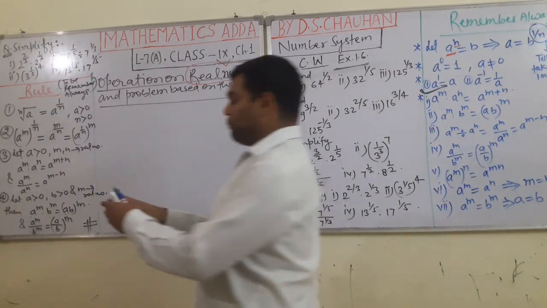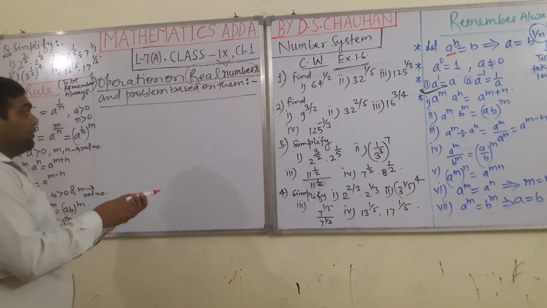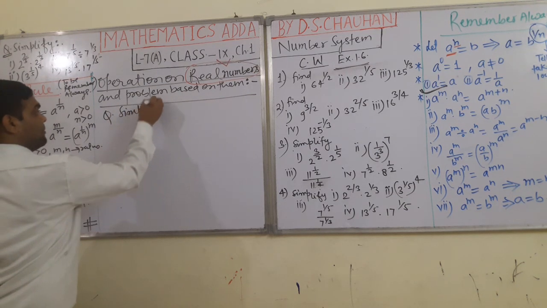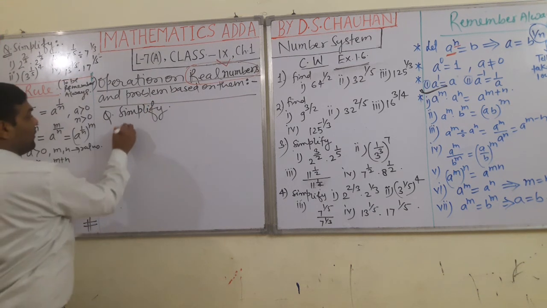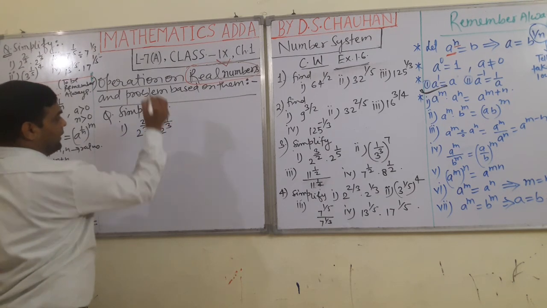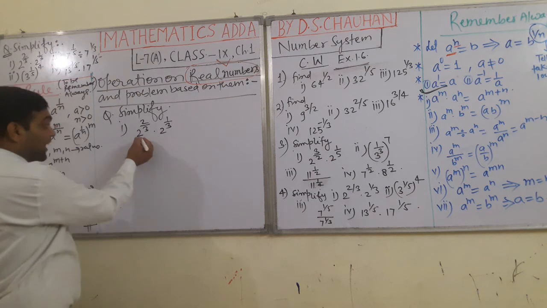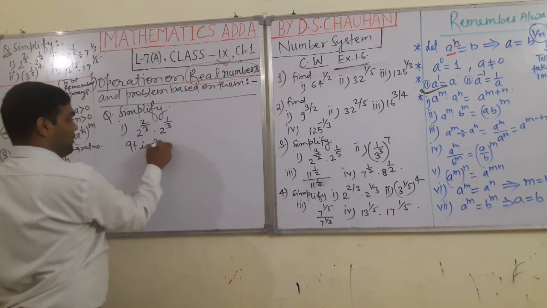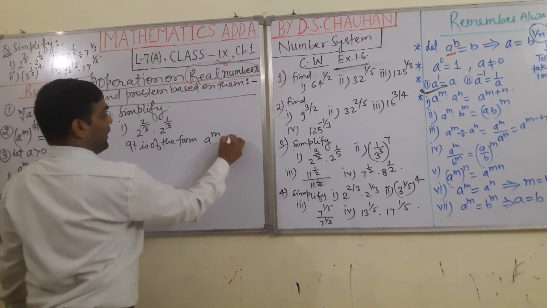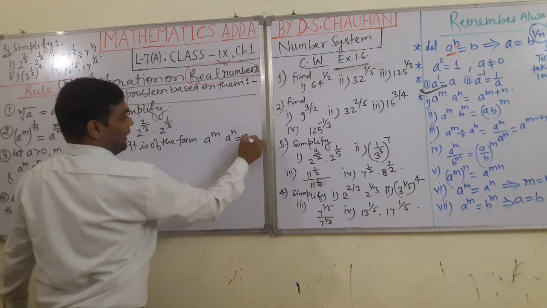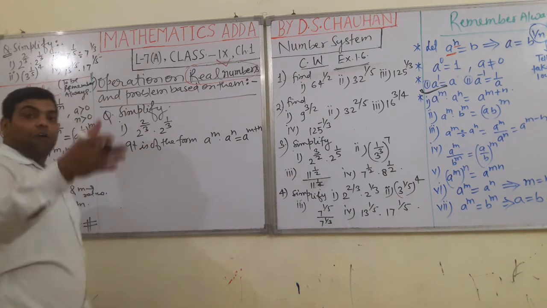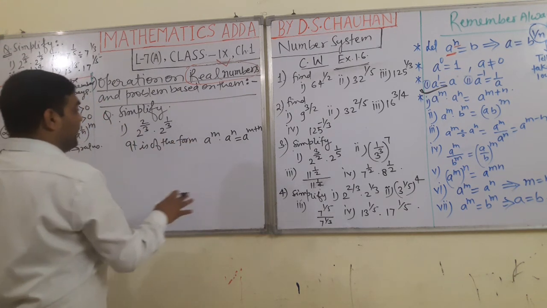Try to understand. Suppose, students, you have a very important question: simplify 2 to the power 2 by 3 into 2 to the power 1 by 3. How to do it? It is of the form a to the power m into a to the power n, which will be a to the power m plus n. This is the formula from the law of indices. We all know it.